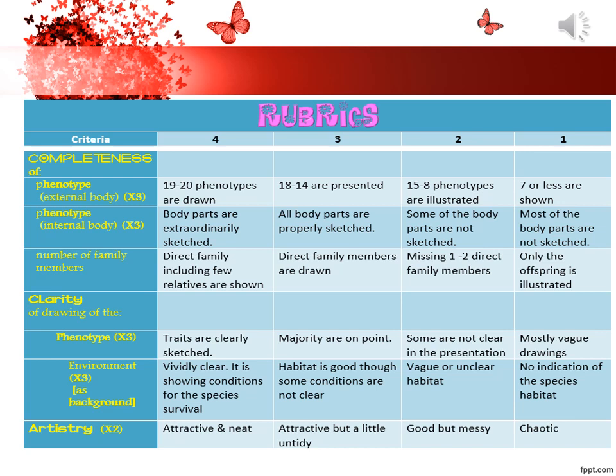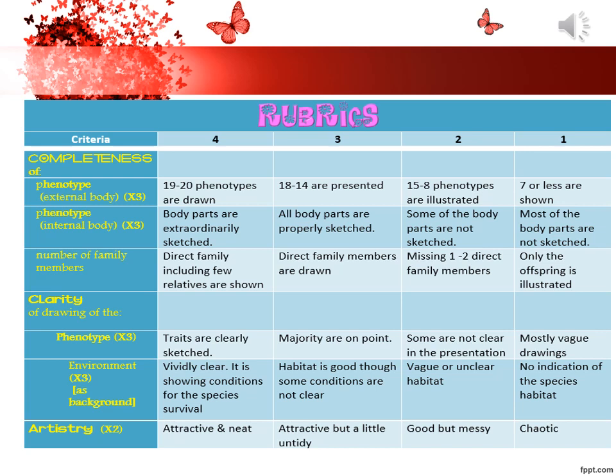For clarity of the drawing, you have their phenotypes. So the phenotypes should be clearly drawn. If you say oval, I can really see that it's really oval. If it's tall, then I have to really see that they are tall. Or if it's blood type O, then you have to indicate, show that the family member is blood type O. It's up to you how you're going to express it. That's also part of artistry.